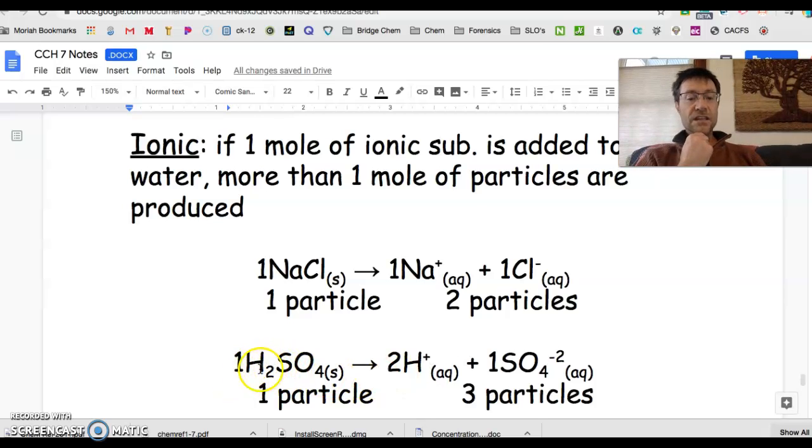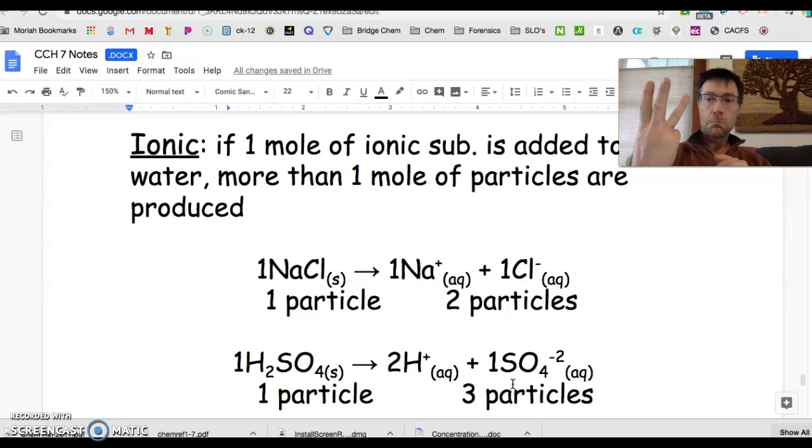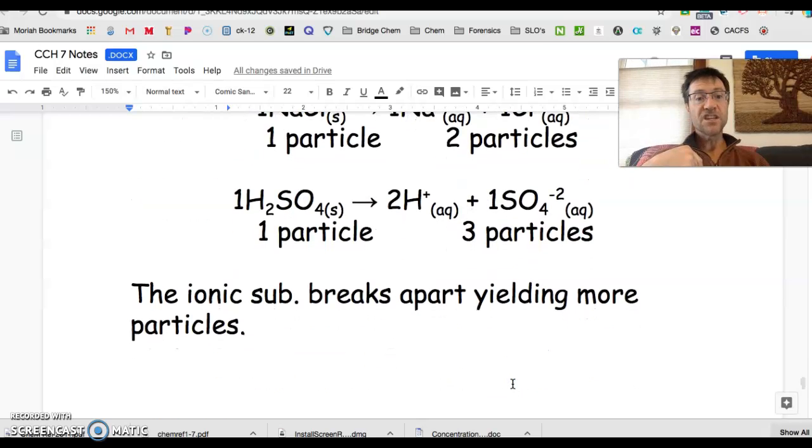And if you look, you've got 2 hydrogens, so you make 2 hydrogen ions. There is 1 SO4, so you make 1 SO4. So in all, you start with 1, and you end up with 3 particles after it dissolves. So you have a triple whammy effect with something that makes 3 ions. The ionic substances break apart, yielding more particles. And that is what is clutch right there. More particles because they break apart. Okay?